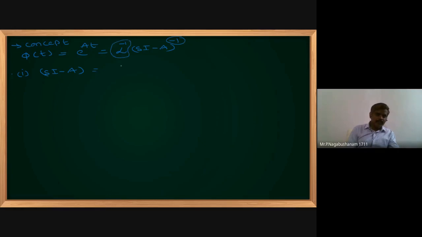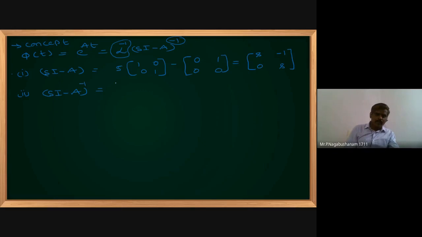So sI minus A means: s into I means [1 0; 0 1], because A is 2 by 2, minus A [0 1; 0 0]. Then it will become [s, -1; 0, s]. Second step, I'm going to find (sI minus A) whole inverse.